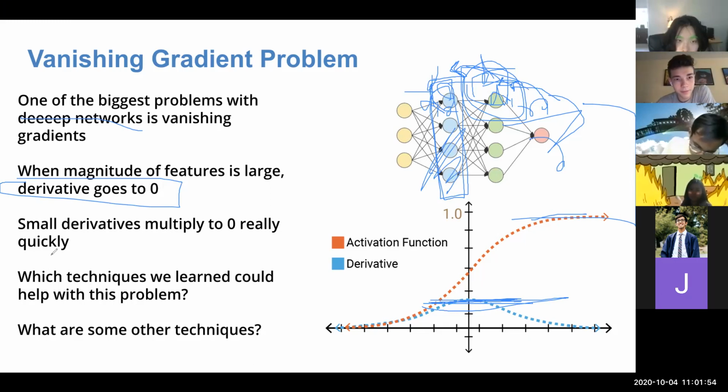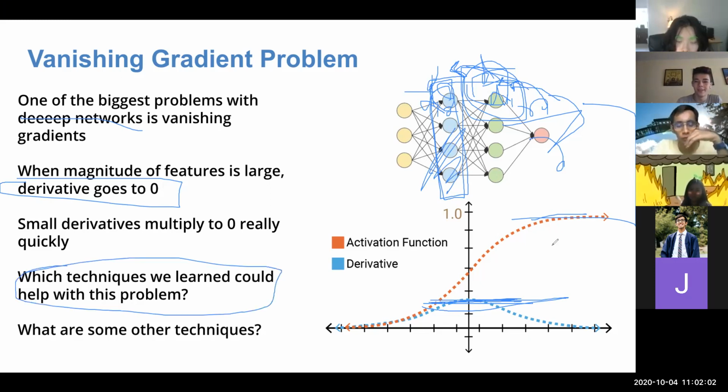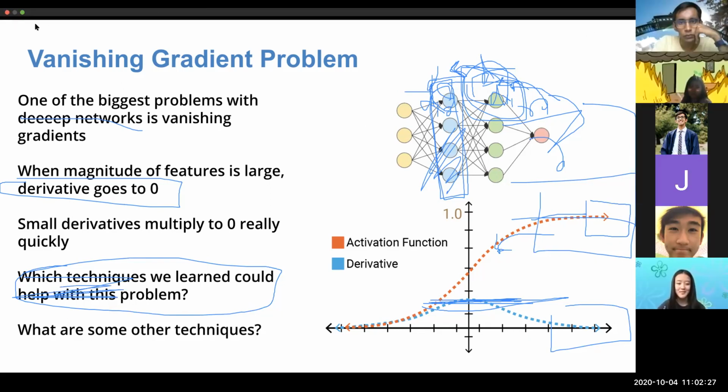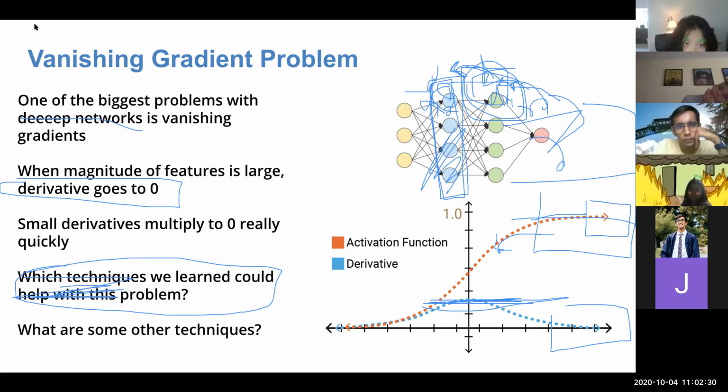This is more of an interactive slide. What techniques that we learned before do you think could help with this problem, where if you have large values, the derivative is 0? From previous slides, what is something that gets rid of these large values? Scales. Normalizing the features. L1 plus L2 regularization. Batch norm.